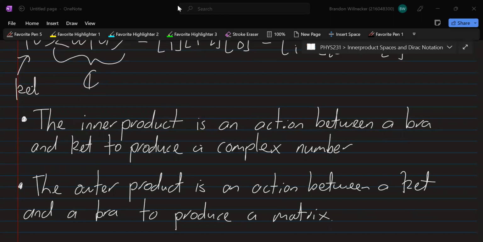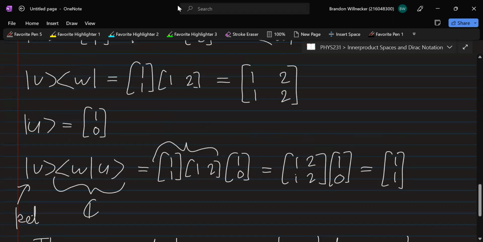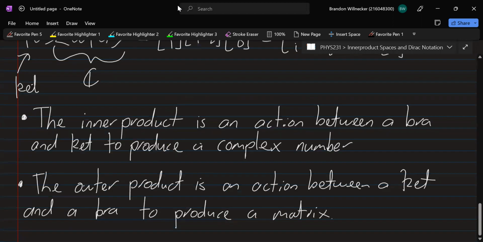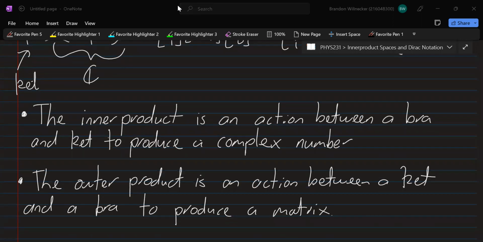So bra and ket, that's the inner product, has the same properties as we had before. If we swap the order and we have a ket and a bra, then it produces an outer product, which we can see as a matrix if we use this column vector, row vector representation. Okay, so those are the two operations in this new Dirac notation.